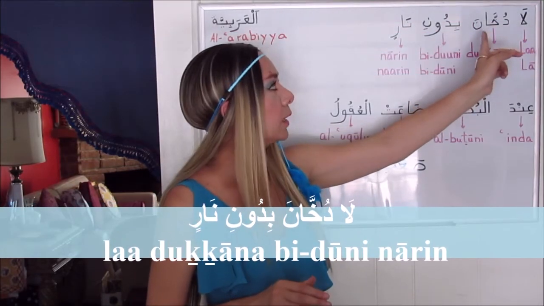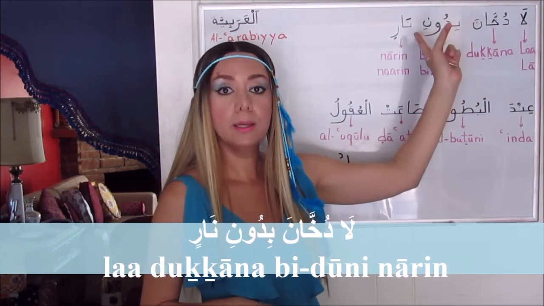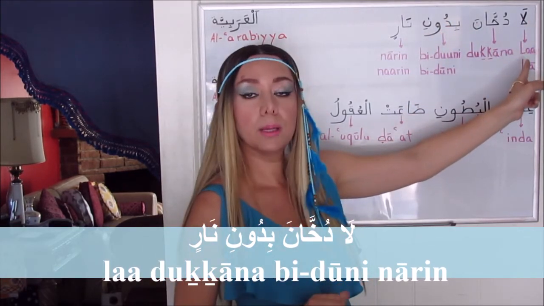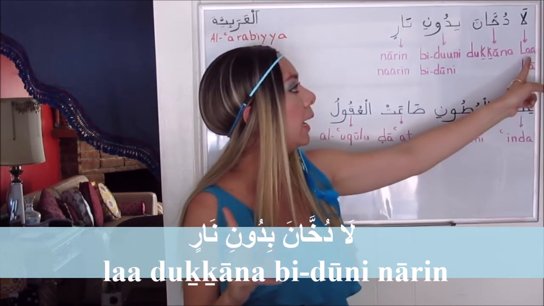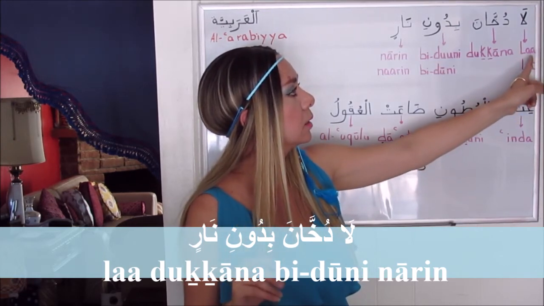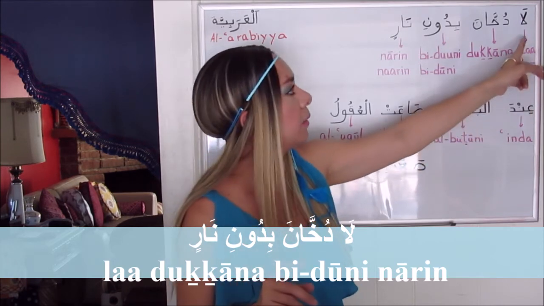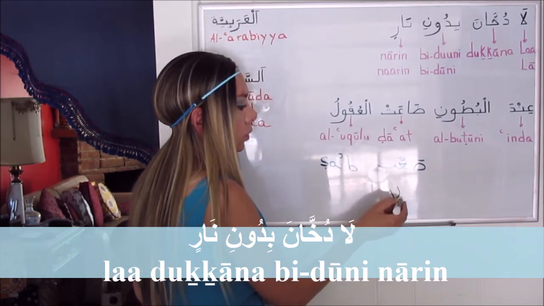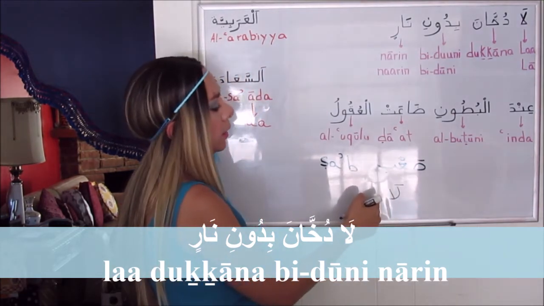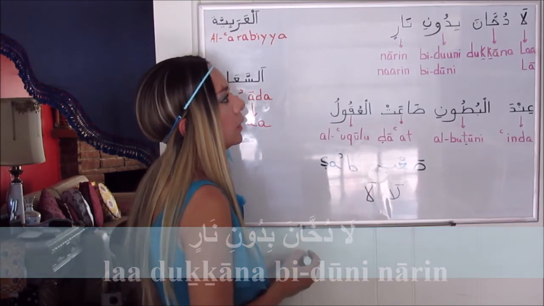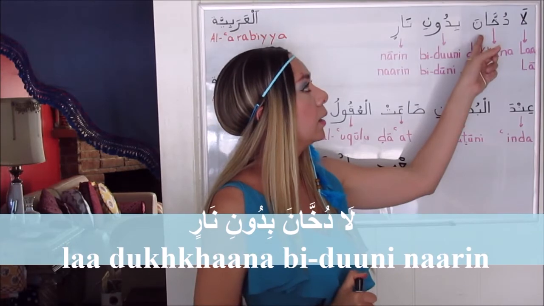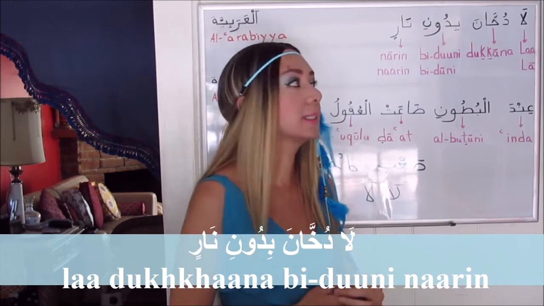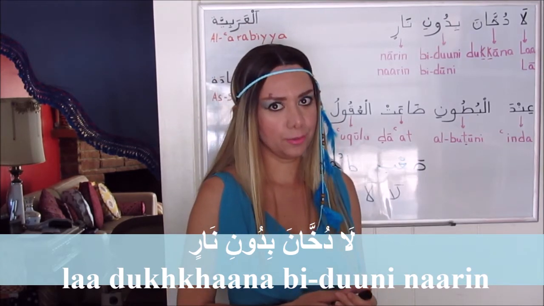La dukhana biduni narin. La, we have an L plus two A's, or an overlined A, because we have the lam and the long vowel alif. La may be written this way or this way. Dukhana. The noun that is preceded by the negative particle la is in the accusative. Dukhana.